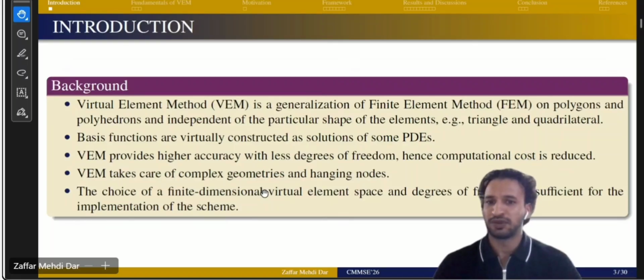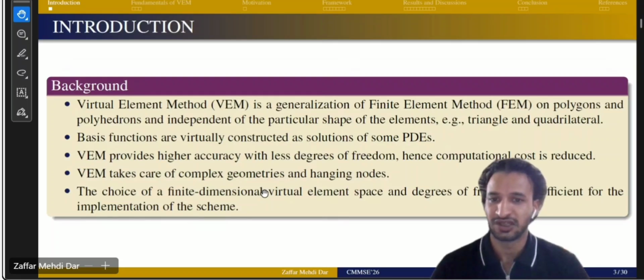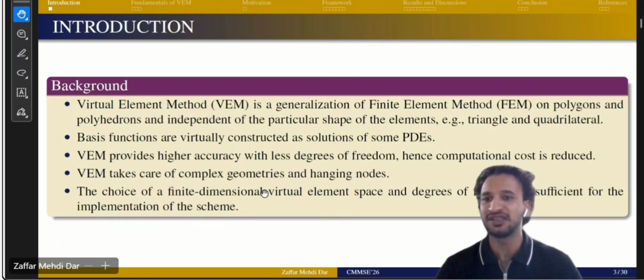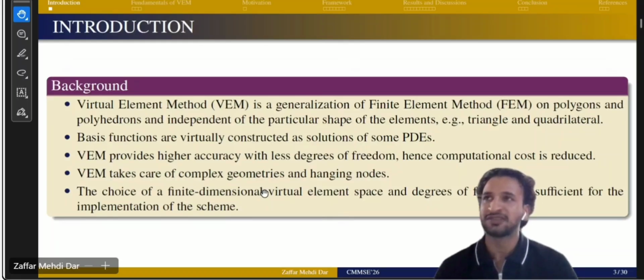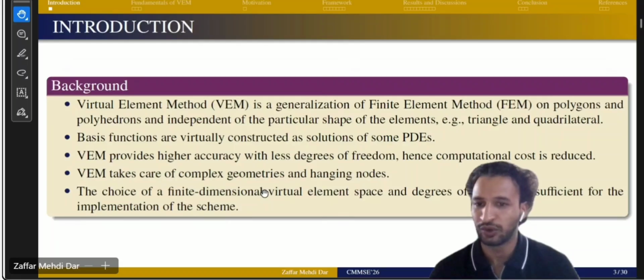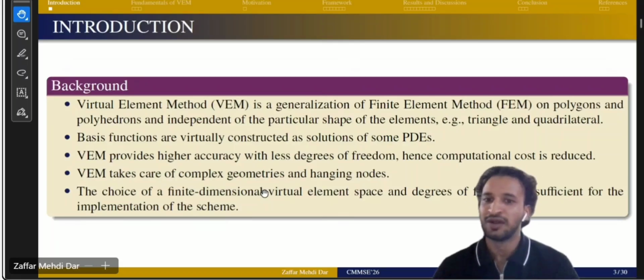The next important thing about the virtual element technique is that the basis functions are virtually constructed. That means they are not explicitly known to us. We are going to utilize some operators in order to make the bilinear products computable, and virtually we are not going to have the explicit definition of the basis functions. That's why it is called the virtual element method.